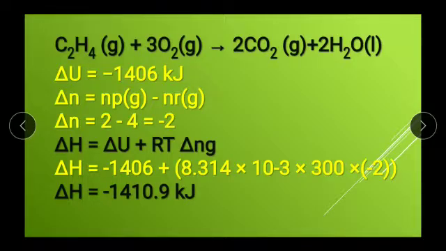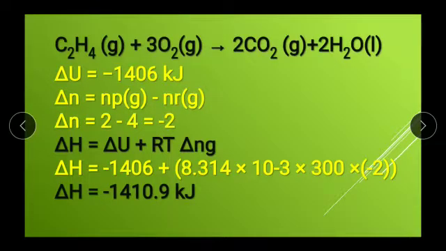The given data is del U, that is minus 1406 kilojoule. We need to calculate del Ng. What is the formula actually? Del H equals del U plus RT del Ng. We already have the del U value. We know the value of T also. And R is a constant, we know the value. So we are supposed to calculate only del Ng.